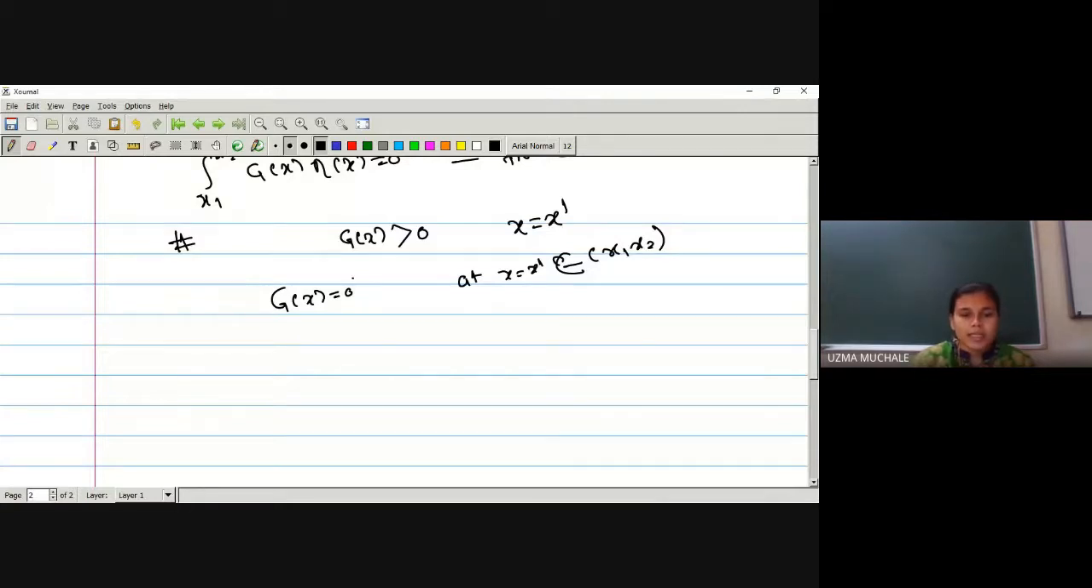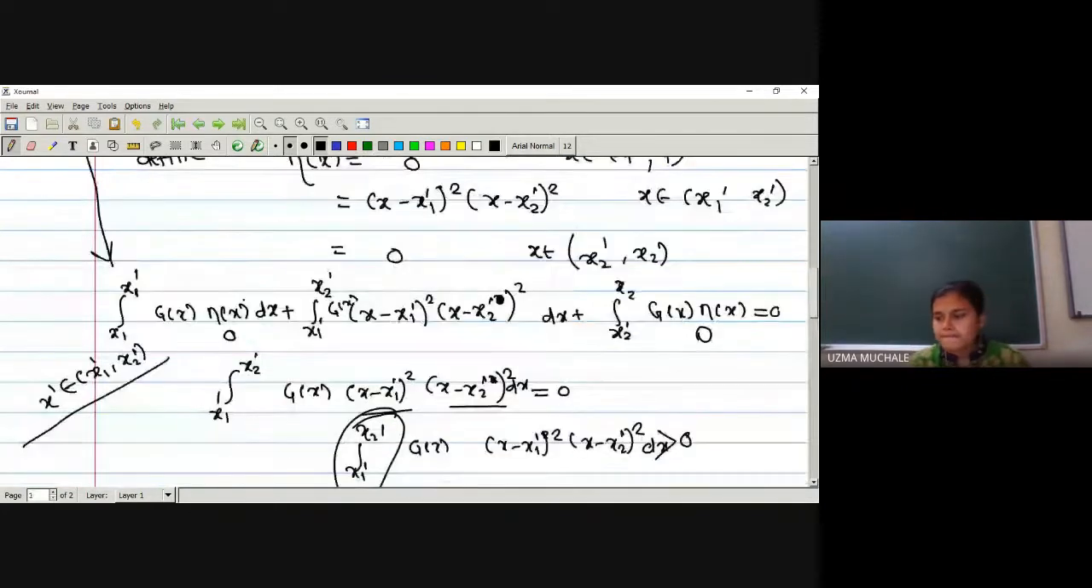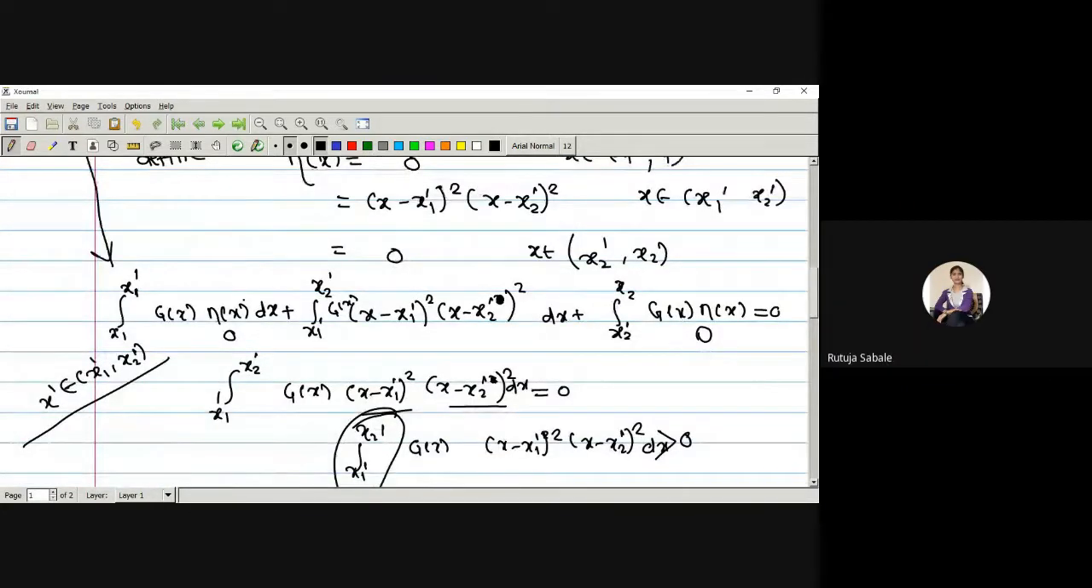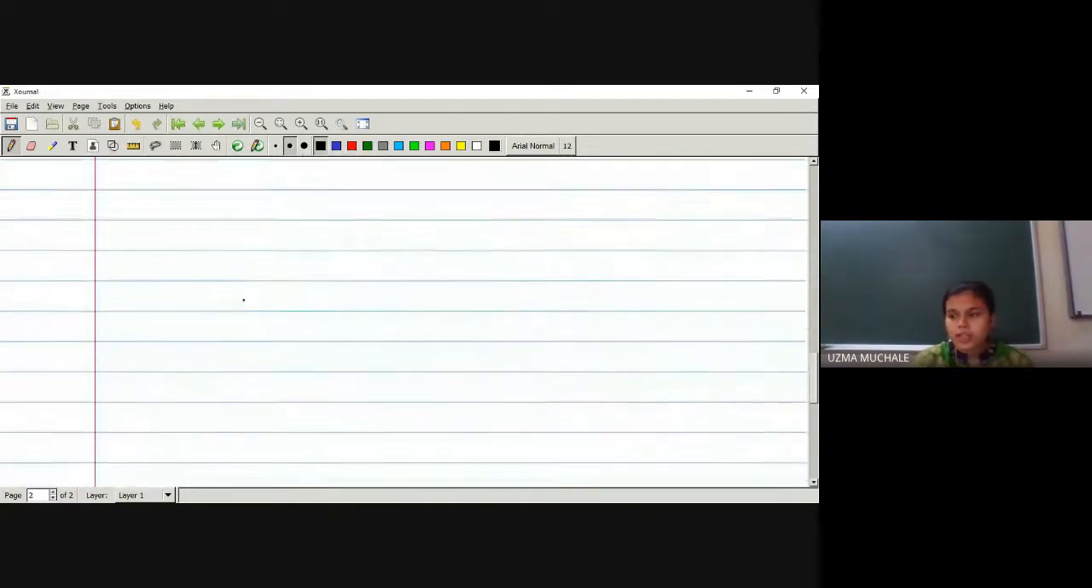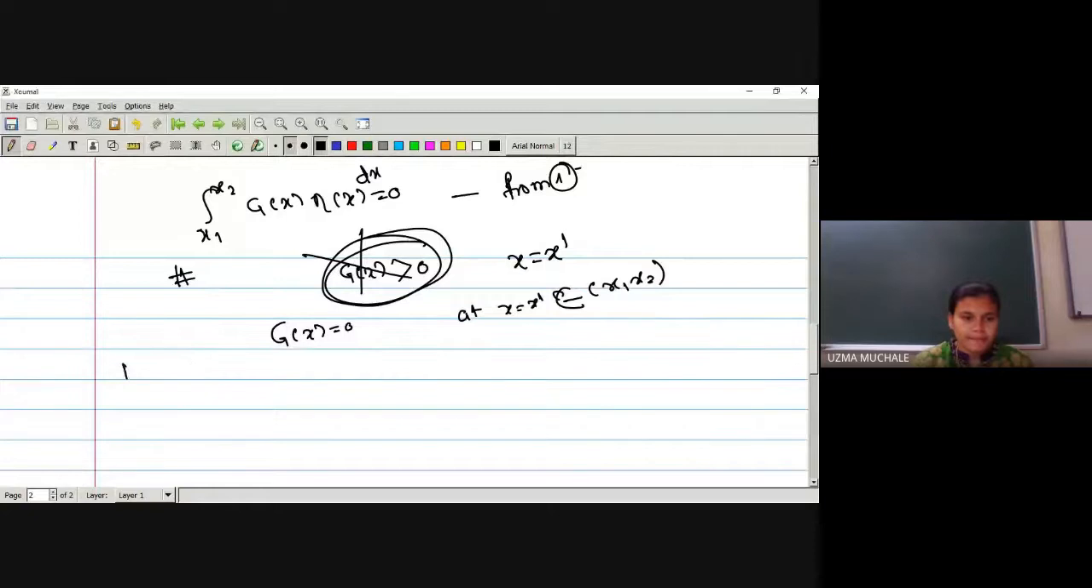But now, as it is a contradiction to our assumption, this arises due to the wrong assumption that g of x is greater than 0. So this is a wrong assumption. Hence, what should be the right assumption? g of x is equal to 0. Is there any doubt for this? No, ma'am. If not, let us go for the next one, that is Euler Lagrange's theorem.